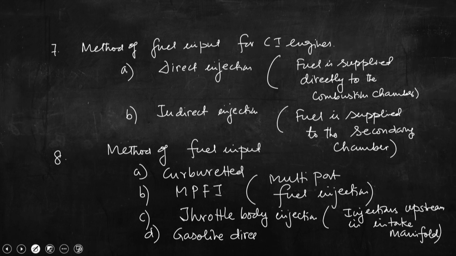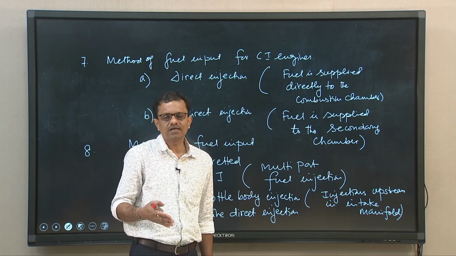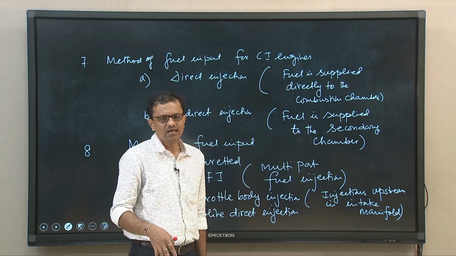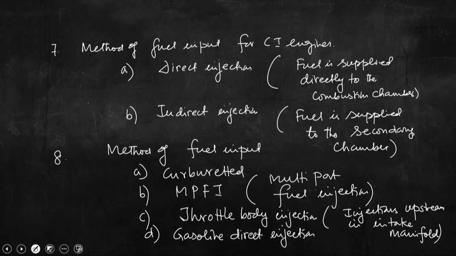gasoline direct injection. That is again mostly for the CI engines, and what we have discussed just before, that is method of fuel input for CI engines. Now, when you are supplying gasoline, that can be supplied directly into the combustion chamber or it can be supplied to the secondary chamber. So, that classification you have already discussed.